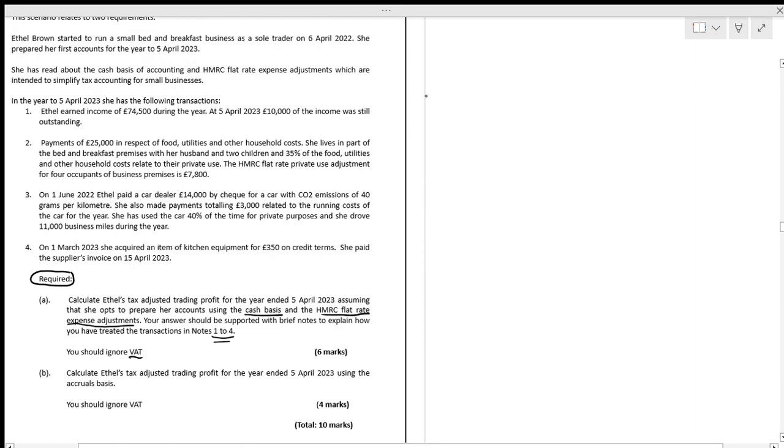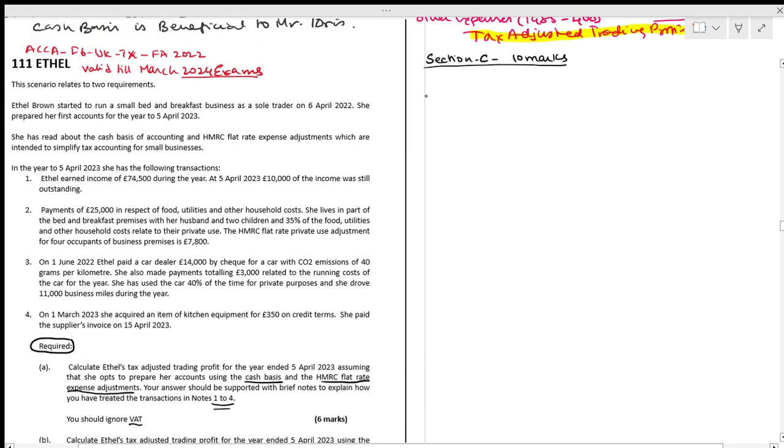The second one is calculate Ethel's tax adjusted trading profit for the year ended using the accrual basis. This is the second one we are doing. I am doing it in a sequential way, so I will not jump around to the extent possible. Now, what we have to do? We have to calculate Ethel Brown's tax adjusted trading profit on the cash basis.